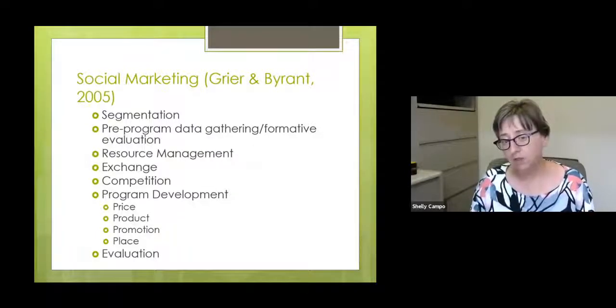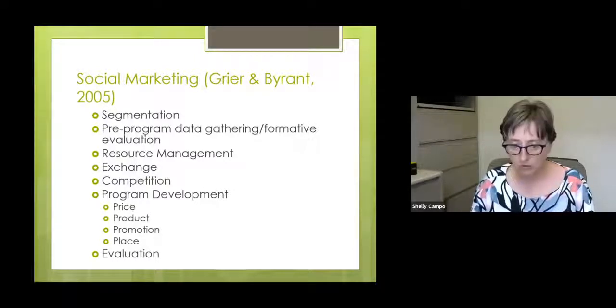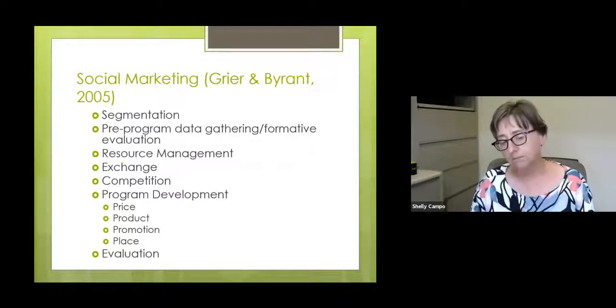And then the communication piece is really around thinking about what's called the 4 Ps of program development, which is: what's the product? What are we selling? What's the price of that product? How do we promote it best? What type of approach do we take? What kind of information do we use? And then where do we place it? Like in terms of thinking about media or interpersonal or organizational settings.